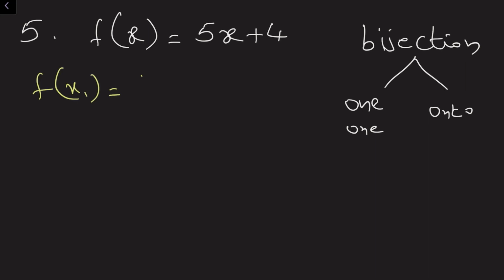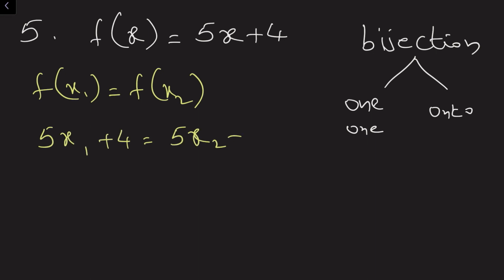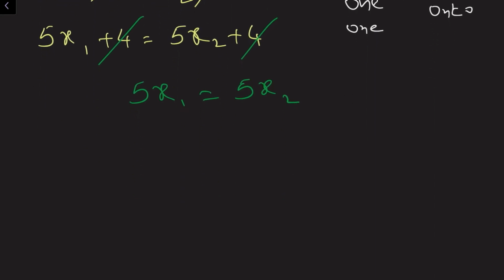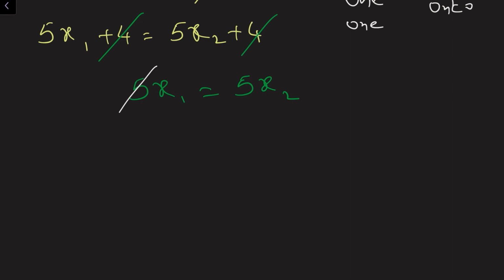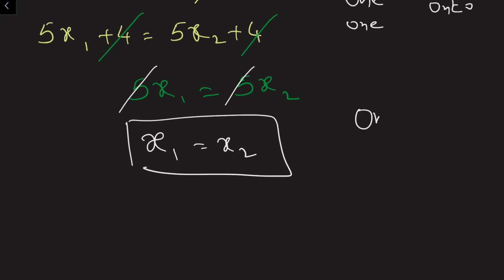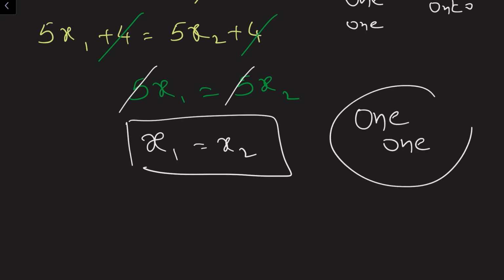f(x1) = f(x2). So simply in the place of x, substitute x1 as well as x2. So it will become 5x1 + 4 = 5x2 + 4. Left side plus 4, right side plus 4, both will get cancelled. Then we remain with 5x1 = 5x2. Left side as well as right side 5 will get cancelled. Then we remain with x1 = x2. If the answer we got is x1 = x2, then we can conclude that it is a one-one function.